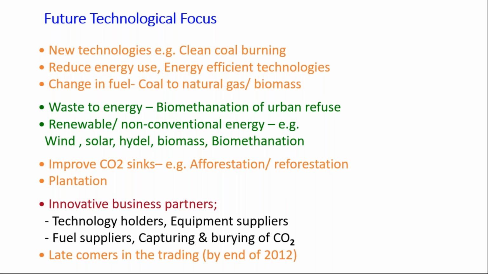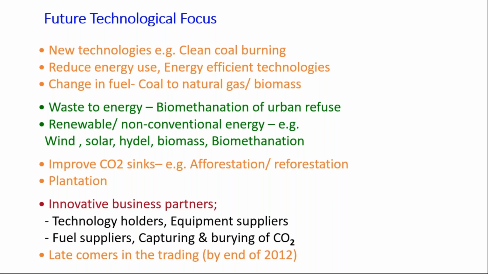Then we have to improve the carbon dioxide sinks, that is afforestation or reforestation, because we have already discussed that forests, plants or trees are the sinks of CO2, and due to deforestation under development activities, we have cut a number of trees in the forest as well as in other areas. So we have to do afforestation or reforestation. Then plantation, then innovative business partners, technology holders, equipment suppliers, fuel suppliers, capturing or burning of CO2. These are the different future scope activities.